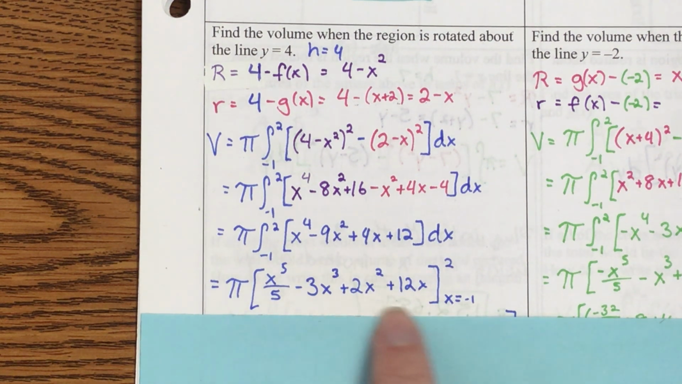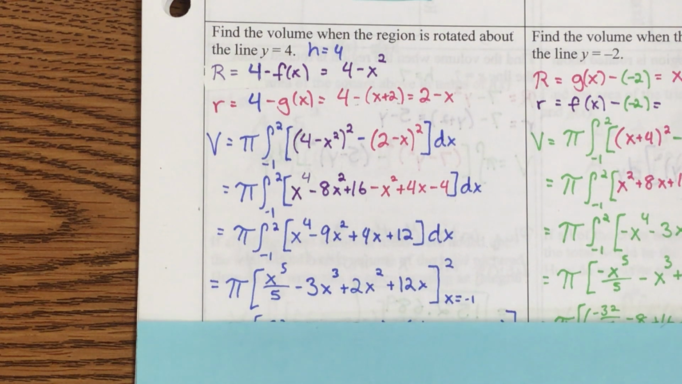I know I'm going a little bit fast on these, but we know how to take integrals. We get x to the 5th over 5 minus 3x cubed plus 2x squared plus 12x. Still have the pi on the outside, and over here we're evaluating from x equals negative 1 to 2 because those are still our a and b. We're still doing x values because we're rotating around a horizontal line.